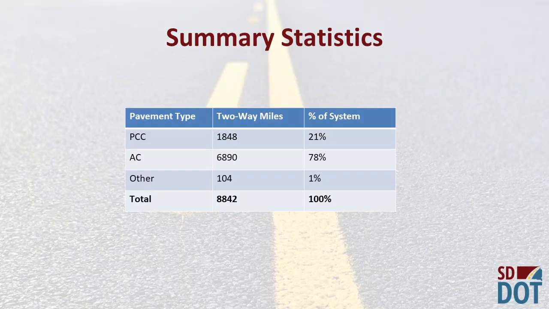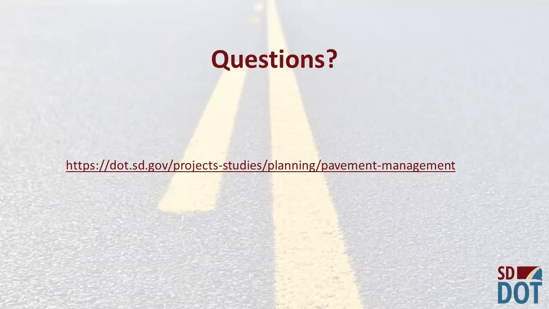And summary statistics, you always got to throw this in there. Two-way miles is carriageway miles, PCC 1,848, AC 6,890, so that's a 78-21 split in the percentages. And with that, I guess this is the end. I don't know if there's too many questions on that. You can always catch me afterwards.